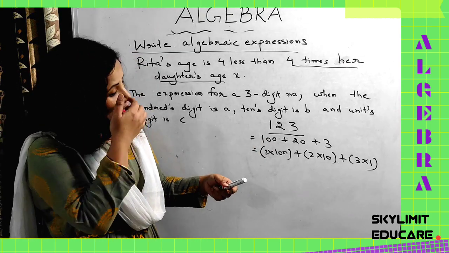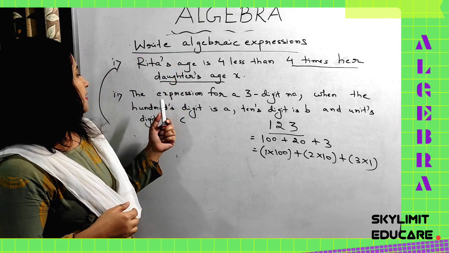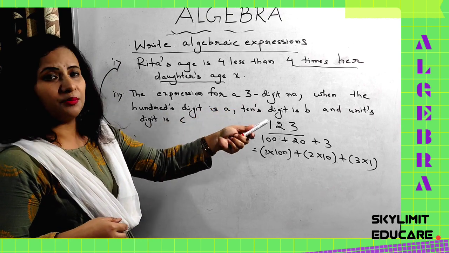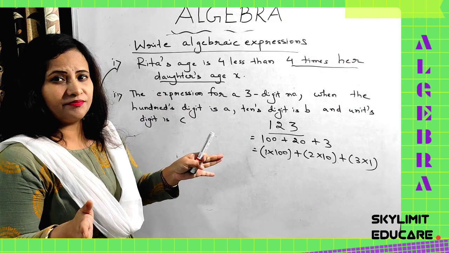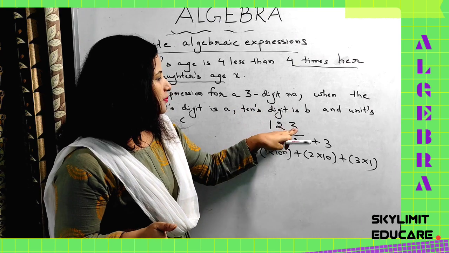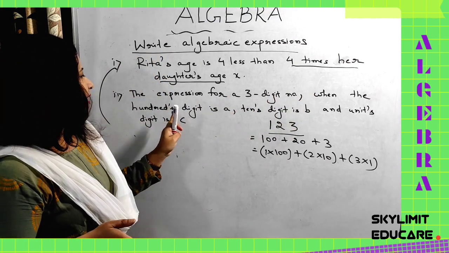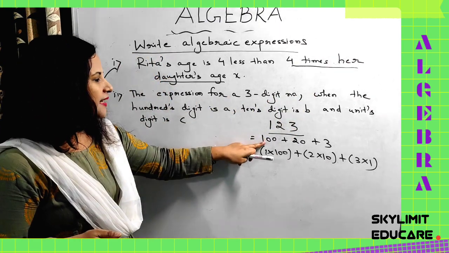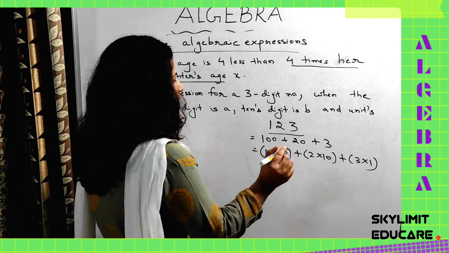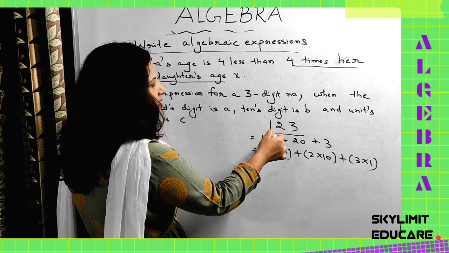Now, in the question you are asked what the expression is for a 3-digit number. You have to write the expression for a 3-digit number like this when the hundreds digit is A, in the hundreds place. That means here in this case, you see 123 is a 3-digit number.